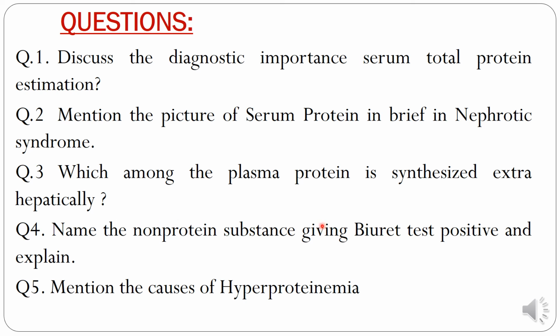Which among the plasma proteins is synthesized extrahepatically? I'm sure you'll be able to answer. And I give you two more additional questions: which is the non-protein substance which gives a biuret positive reaction and why? And what are the causes of hyperproteinemia? These are two additional questions which I am adding.